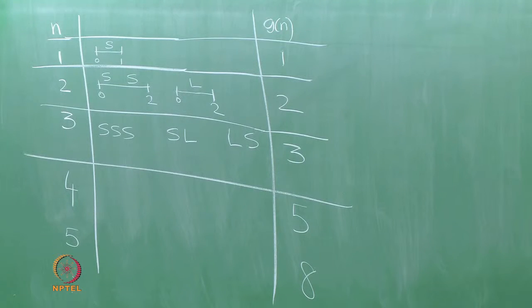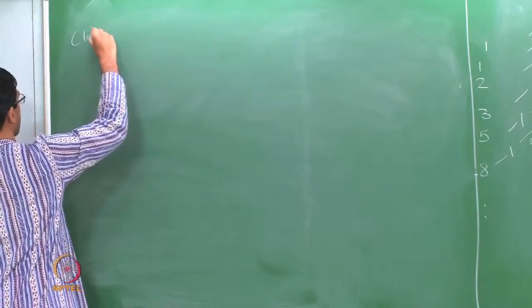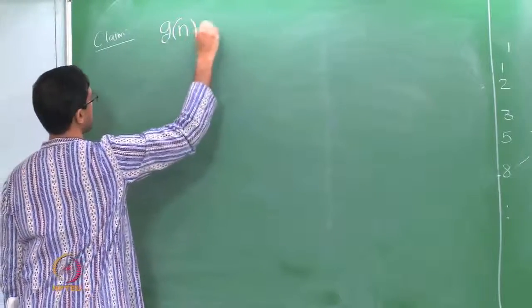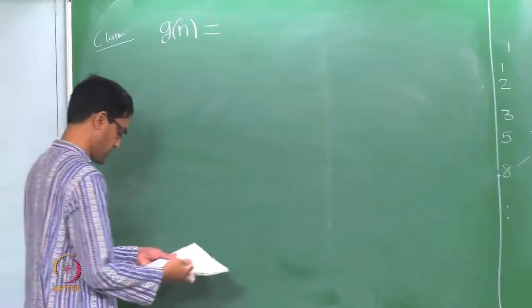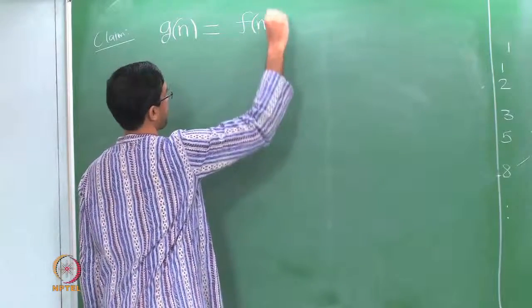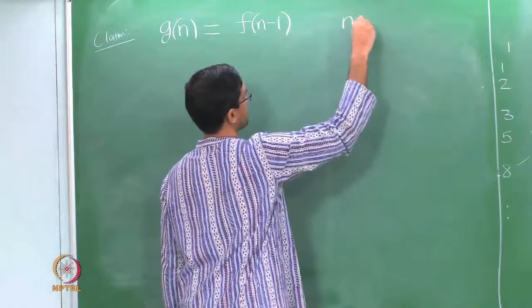So here's the claim that we will now prove, that this number g of n is the same as, so here's our claim. Let's prove that g of n is actually the same as let's call it f of n minus 1. Okay, this is at least for n at least 2.